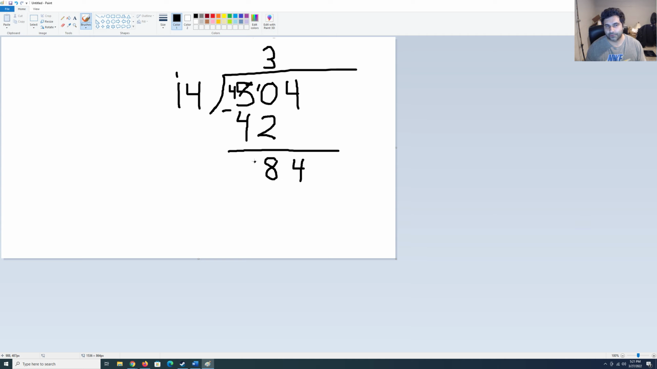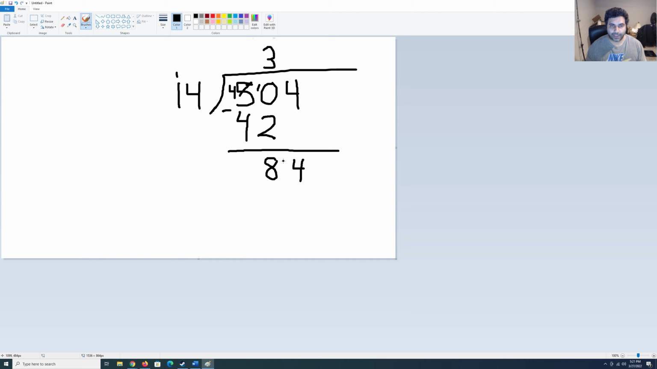4 minus 4 is 0. I'm not going to write the 0, but you can. It's perfectly fine. So that's the first step. We did 50 into 14. We got a 3. We multiplied by 14. We got this 8, and this 4 drops down. And now we do the same thing here. So we have 84 now.